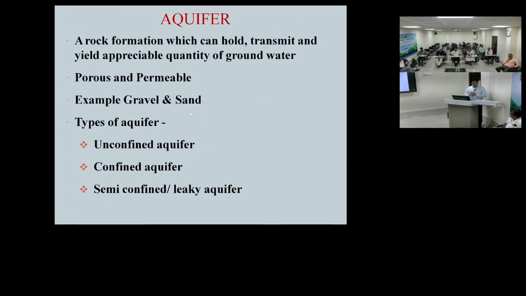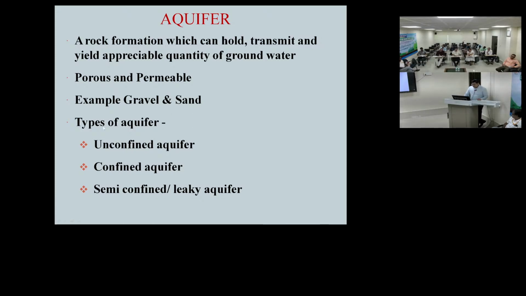Now, as I have told, what is an aquifer? It's a rock formation which can hold water. It has to hold water, meaning it is porous, and transmit and yield an appreciable quantity of groundwater. Transmit means it should be permeable, so that it can yield a sufficient quantity of water. To be an aquifer, it has to be porous and permeable. Examples are gravel and sand, as you can find in the Brahmaputra Valley or the valley fill area.